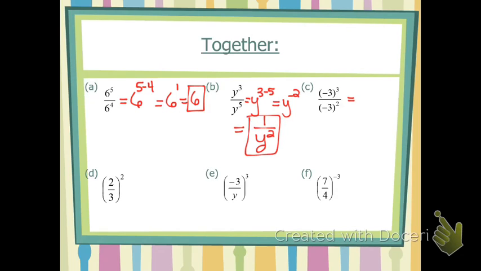Next we've got negative 3 cubed over negative 3 squared. And this is again the quotient of powers property, so we keep the same base and we subtract the exponents. And again, if you have something to the first power, we typically would not write that first power.